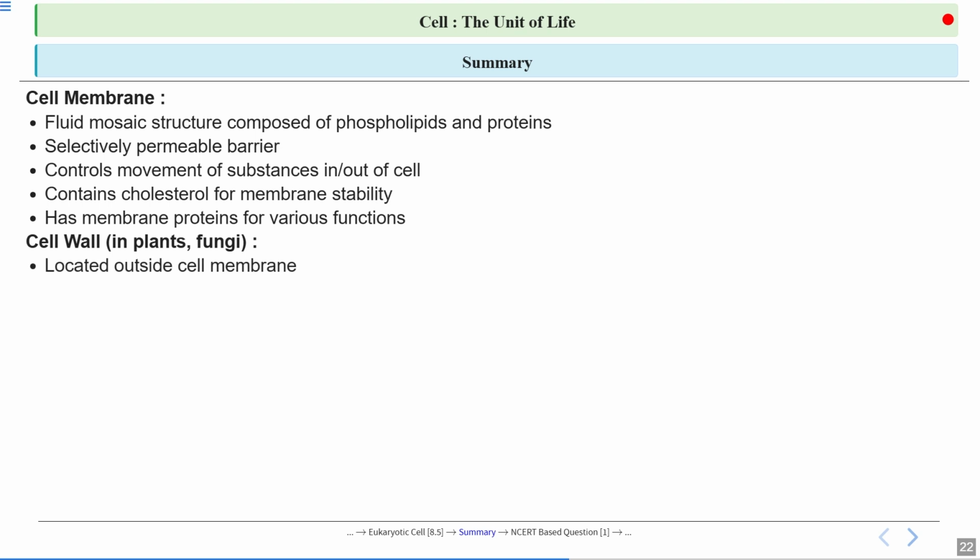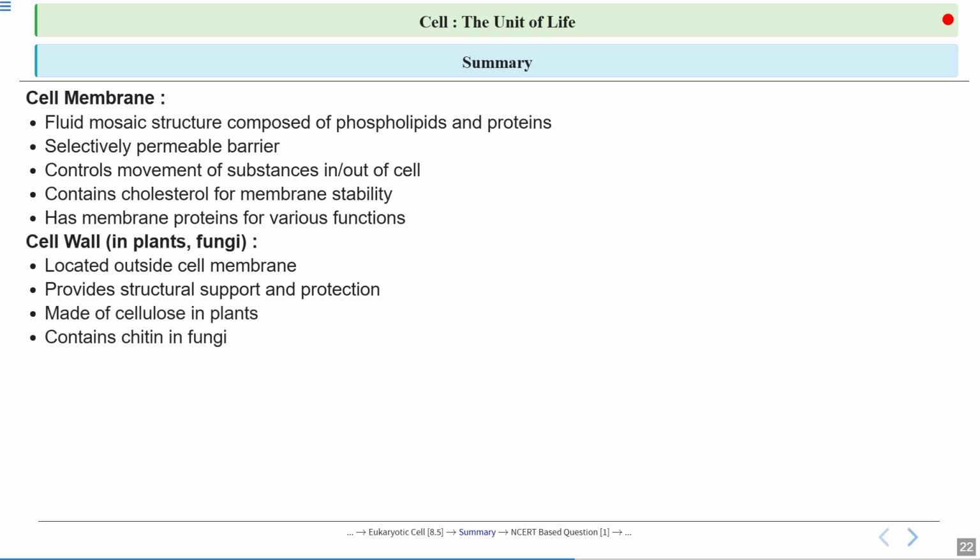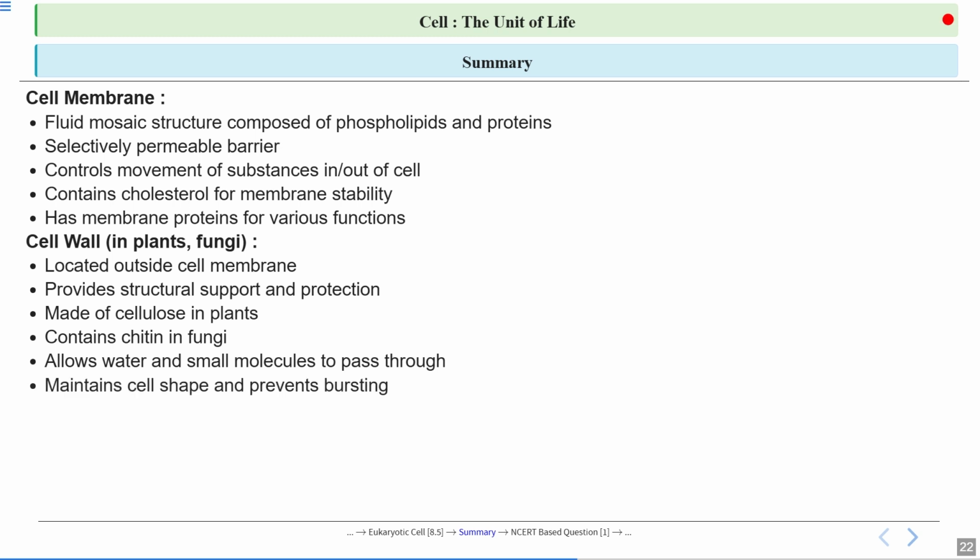Okay, the cell wall is located outside the cell membrane, also known as the plasma membrane, and provides structural support and protection. It is made up of cellulose in plants and chitin in the case of fungi. It allows water and small molecules to pass through. It also provides protection against certain pathogens. The cell wall helps to maintain cell shape and prevent it from bursting.